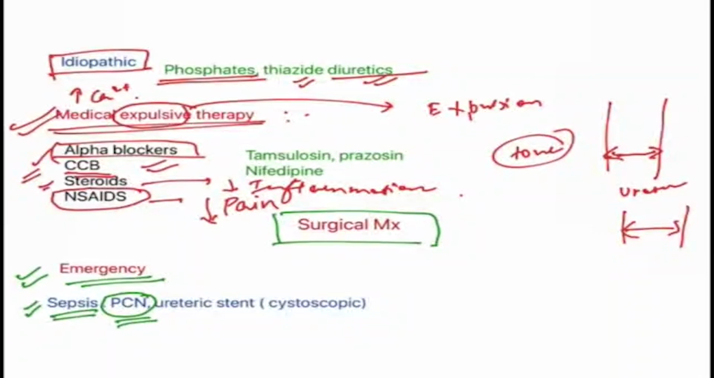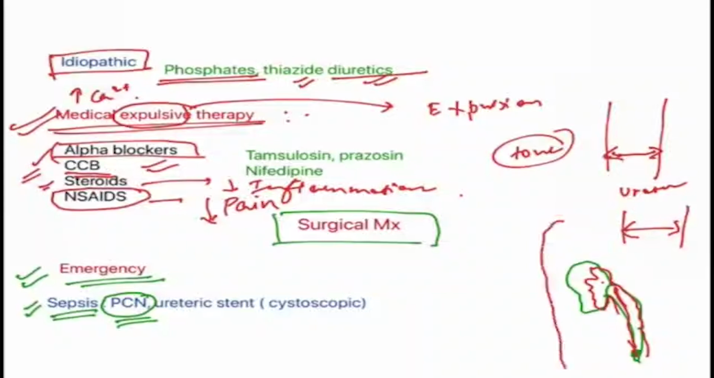So for this, percutaneous nephrostomy is done, in which if this is the kidney and there is a stone impacted, and this is the back pressure and hydronephrosis, hydroureter is there. This is the skin. So we put a drain via the skin. This is called percutaneous nephrostomy.